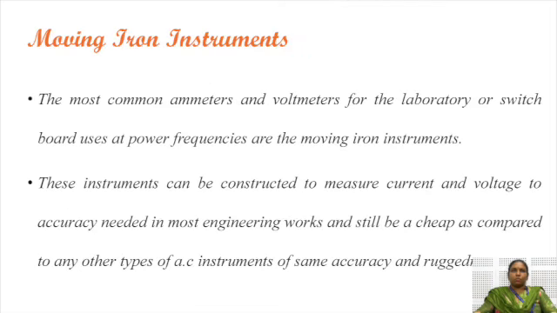Moving iron instrument. The most common ammeters and voltmeters for the laboratory or the switchboard at power frequency are the moving iron instruments. These instruments can be constructed to measure the current and the voltage to the accuracy needed in most engineering work and still be cheap compared to any other type of AC instruments of the same accuracy and ruggedness.